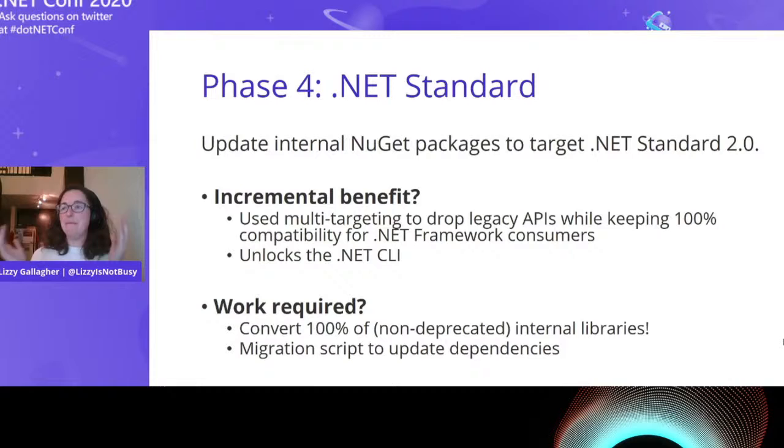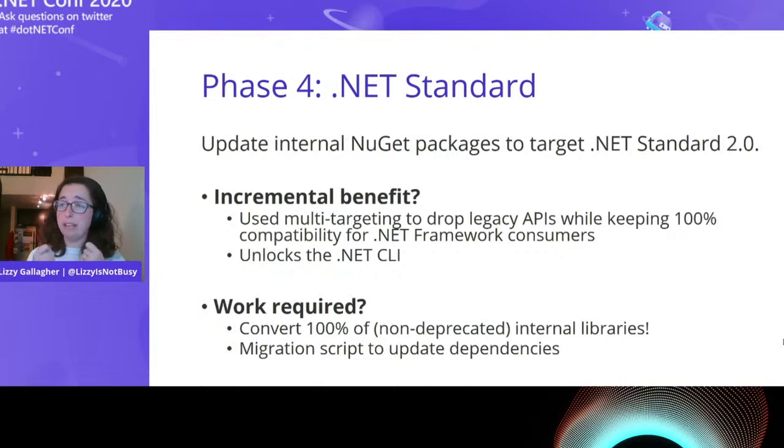The fourth phase was updating all of those 300 internal NuGet packages to target .NET Standard. In most cases, this was very simple. Basically a one-line change, because .NET Standard, especially 2.0, is very compatible. But we did actually take this opportunity to multi-target some of our packages, so target both .NET Framework and .NET Standard, because this allowed us to drop some legacy APIs without doing a major version bump. So things we didn't really want to support anymore, but still maintaining compatibility for all of our .NET Framework consumers.